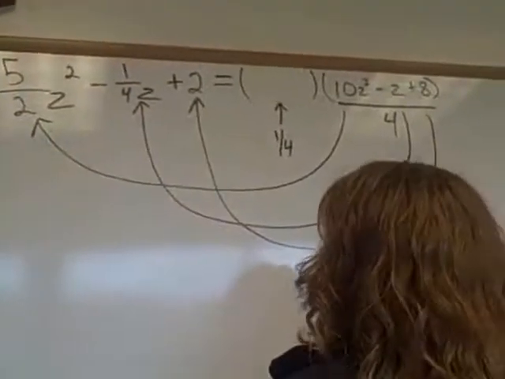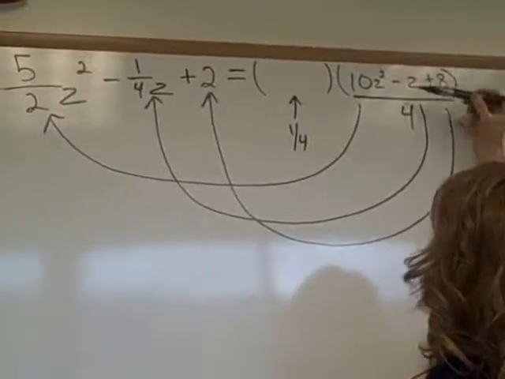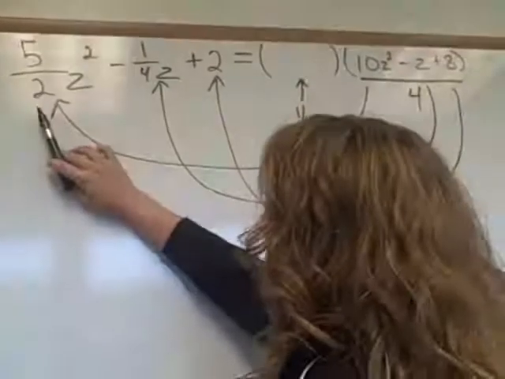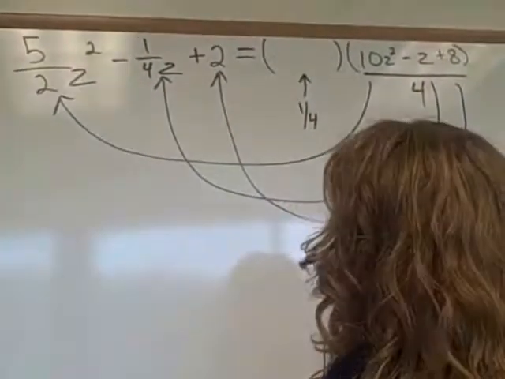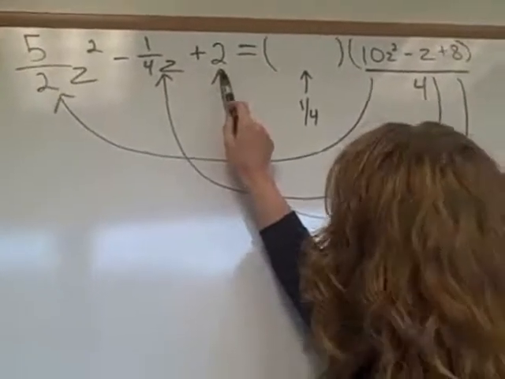The answer to this problem is 1/4. Because if you divide all this by 4, if you divide 10 by 4, you get 5 halves. If you divide z by 4, you get 1/4 z. And if you divide 8 by 4, you get 2.